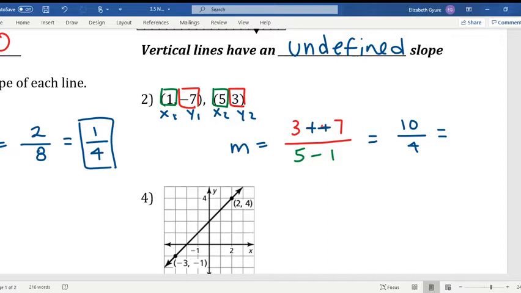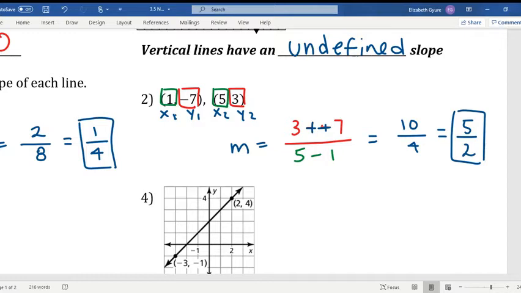So what's 10 divided by 2? 5. What's 4 divided by 2? 2. So our slope here would be 5/2. Questions on that yet? No? Okay.